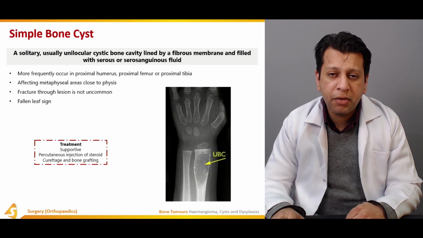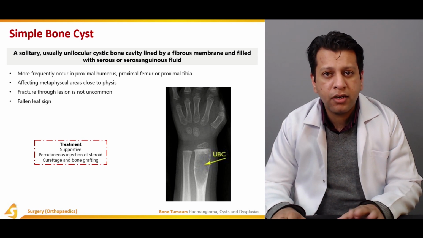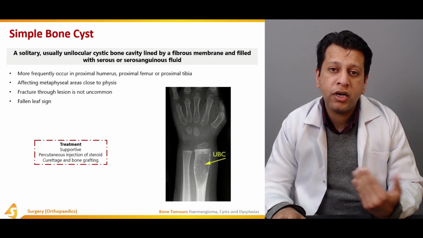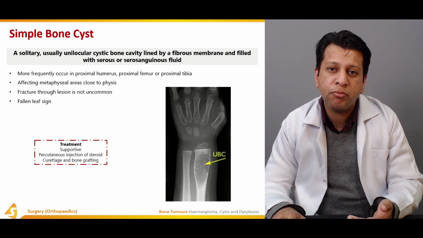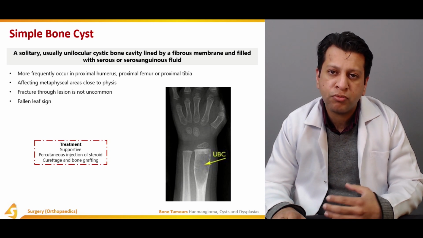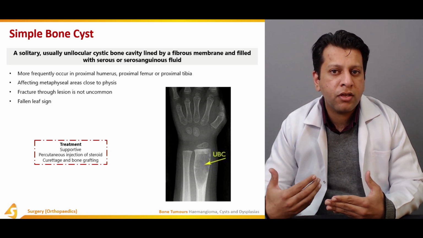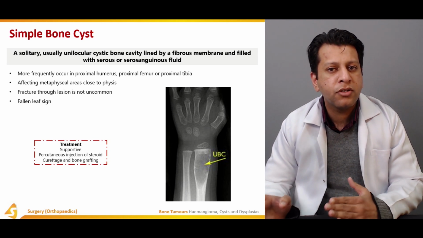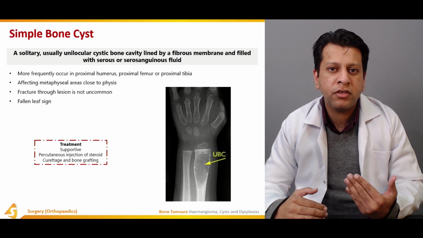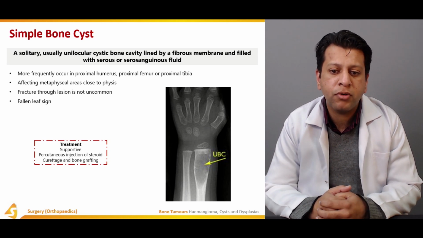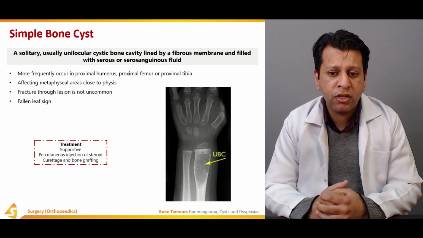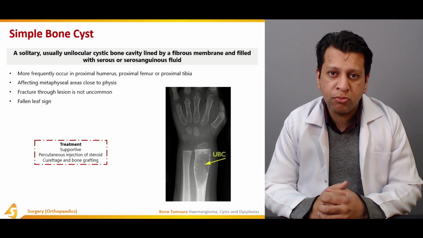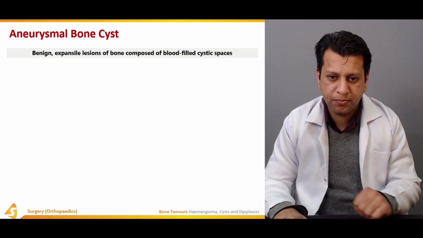Treatment, if it's incidental, and the bone has not fractured, is slightly different. But if the bone has already fractured, it actually increases the healing potential because of the increased proliferation of osteoclasts. So if it has already fractured, then the treatment is simply splintage of the limb, to allow the healing process. But if the fracture has not occurred, then the probable option is percutaneous injection of steroid. If that fails, then extended curettage and bone grafting is the treatment of choice.